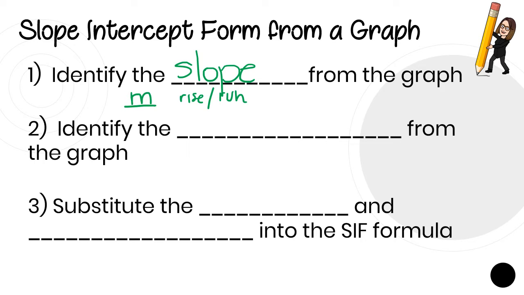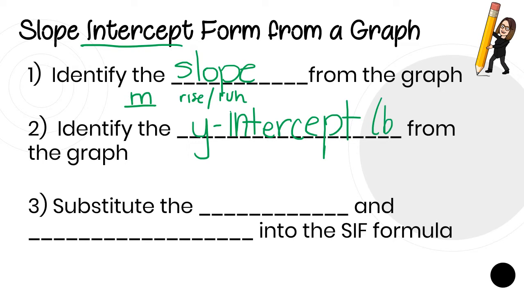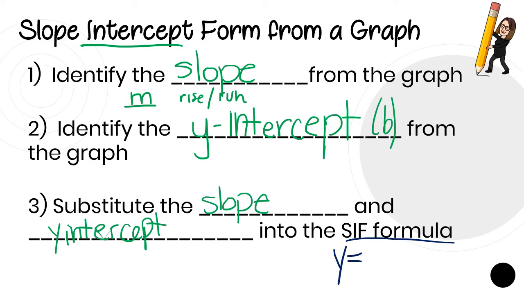Next, we're going to identify the second piece, the y-intercept. Now remember, the y-intercept is where it crosses the y-axis, and it's also referred to as the b in our equation. Once you have counted your slope and you see where it crosses the y-axis, then we want to substitute the slope and the y-intercept into the slope-intercept formula. So remember again, the slope-intercept formula is always y = mx + b.